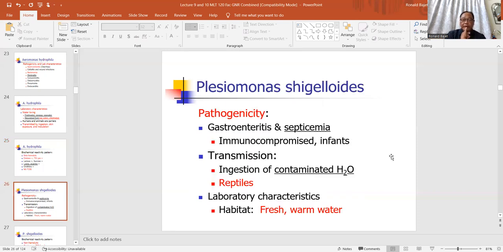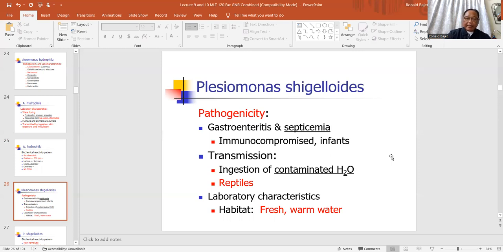Okay, Plesiomonas shigelloides is the next organism. Pathogenicity. And this is a unique piece of information that you need to know for testing purposes. Plesiomonas shigelloides is transmitted by reptiles, okay, like alligators and snakes and things like that. You get it by ingesting contaminated water. But reptiles is the main animal that will transmit Plesiomonas shigelloides. So make sure you know reptiles.